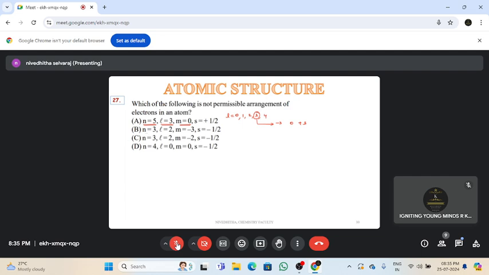In second option, n is equal to 3. We are talking about third shell. In third shell, we'll be having 3 subshells. L is equal to 0, L is equal to 1, L is equal to 2. So L is equal to 2 is a permissible one. This is right. In L is equal to 2 subshell, we'll be having 5 orbitals: -2, -1, 0, +1 and +2. But here they have given the value as m is equal to -3, which is not the case here. So this is not the permissible arrangement. So the answer is option B. Is that clear?